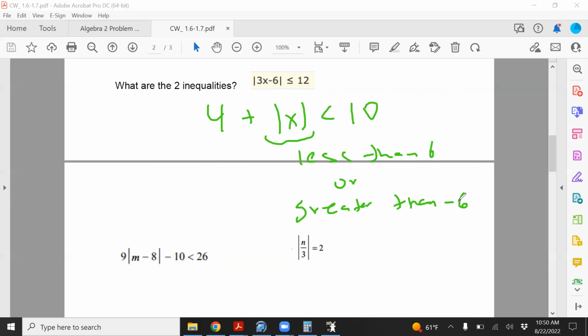You move that 4 over, and then you say, okay, so now the absolute value of x is less than 6, so x is less than 6 or greater than negative 6. You can't just split it into 2 without isolating the absolute value. Otherwise, you're going to get answers really out of whack. So you have to isolate, because what is the whole point of absolute value in the first place? The distance from 0 on a number line, right? So that's why you have to isolate it, and then you can split it into 2.